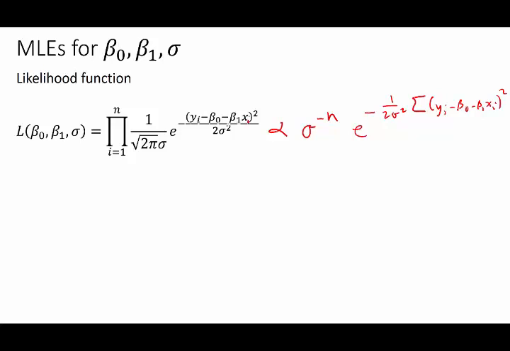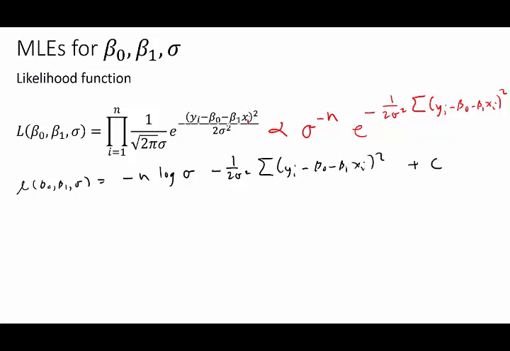And I keep forgetting the xi's, those i's in these videos, but we'll add them back in. So taking log of both sides of this expression yields negative n log sigma minus 1 over 2 sigma squared times the sum of the yi minus beta naught minus beta 1 xi squared. And then there's actually going to be plus a constant because we used that proportionality there.